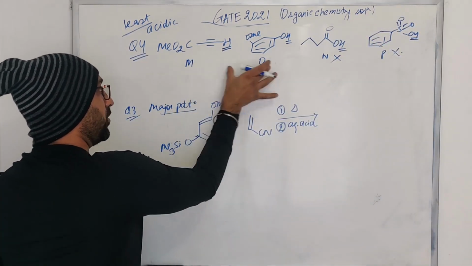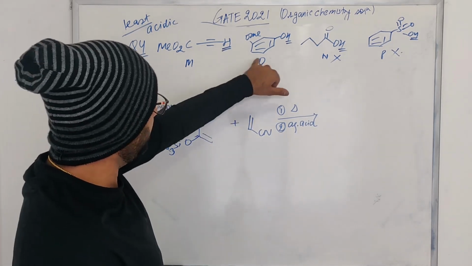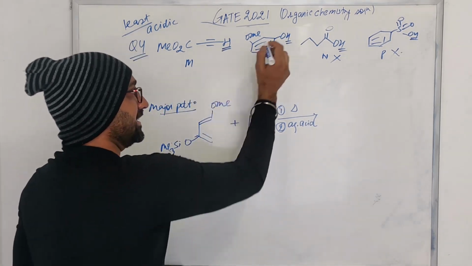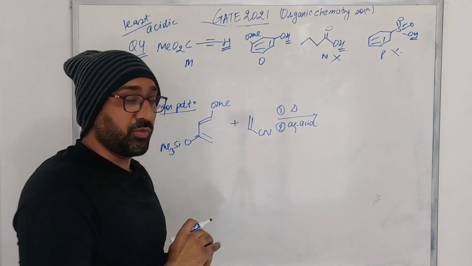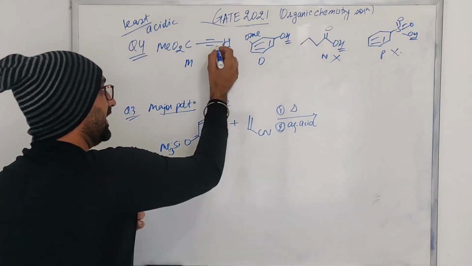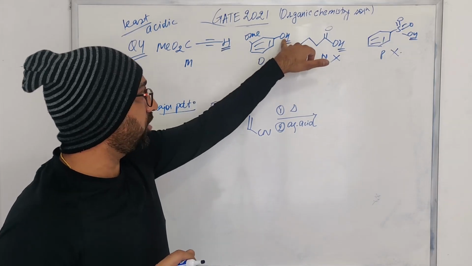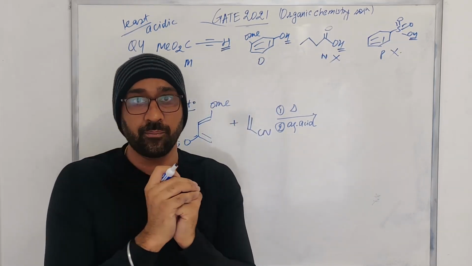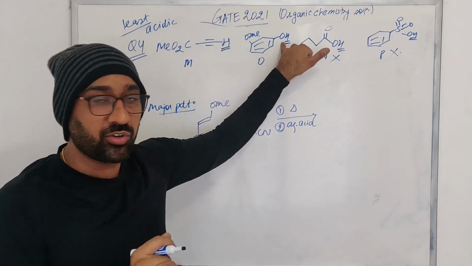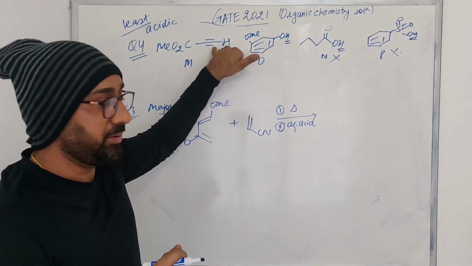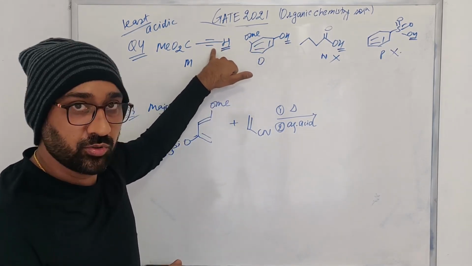Now coming back to M और O के बीच में, अगर हम देखें, here what we have is this hydrogen, it is attached to oxygen, which is an electronegative atom, and here this hydrogen is attached to a carbon. So carbon और hydrogen और oxygen और hydrogen की अगर electronegativity compare करें, oxygen is more electronegative as compared to the carbon.